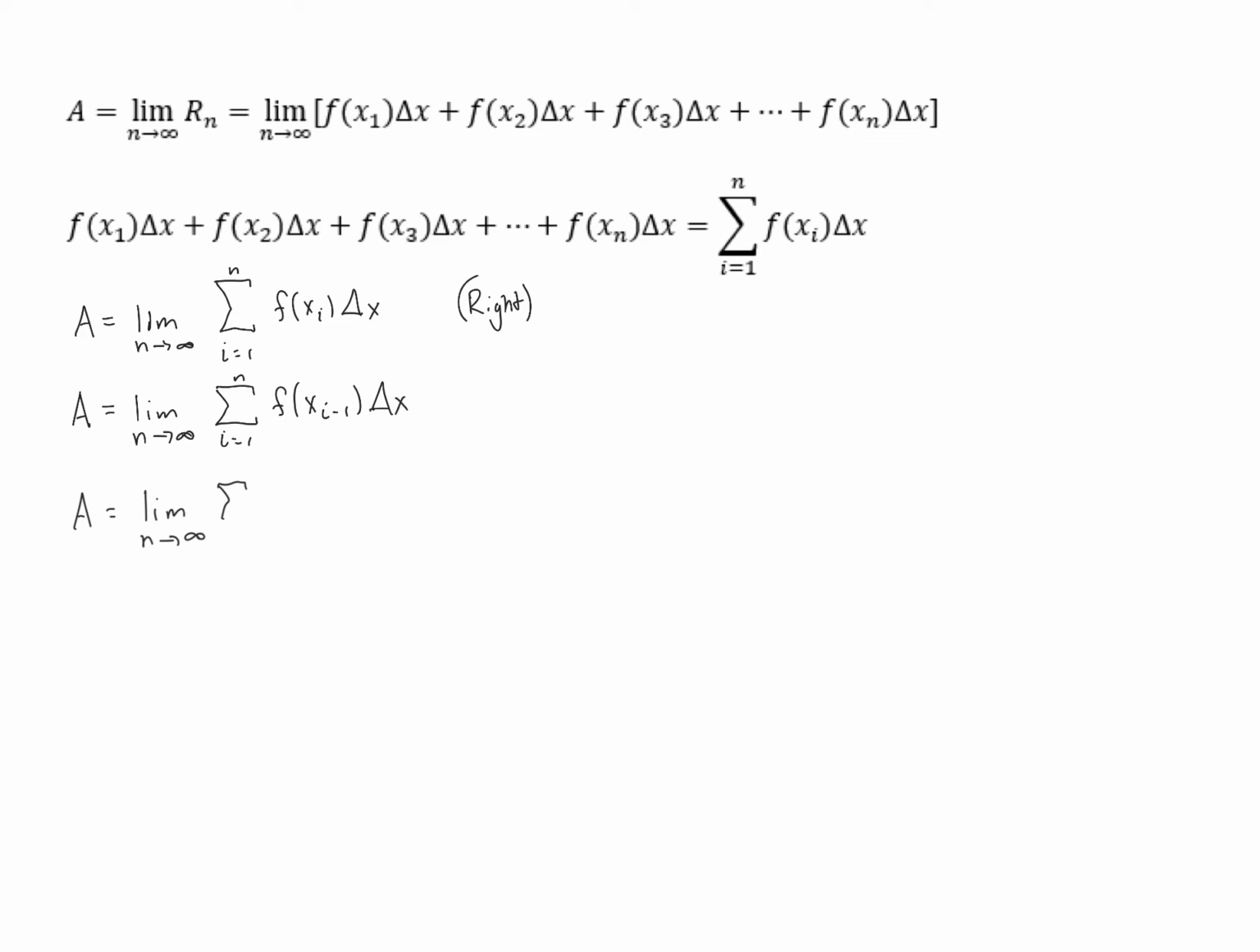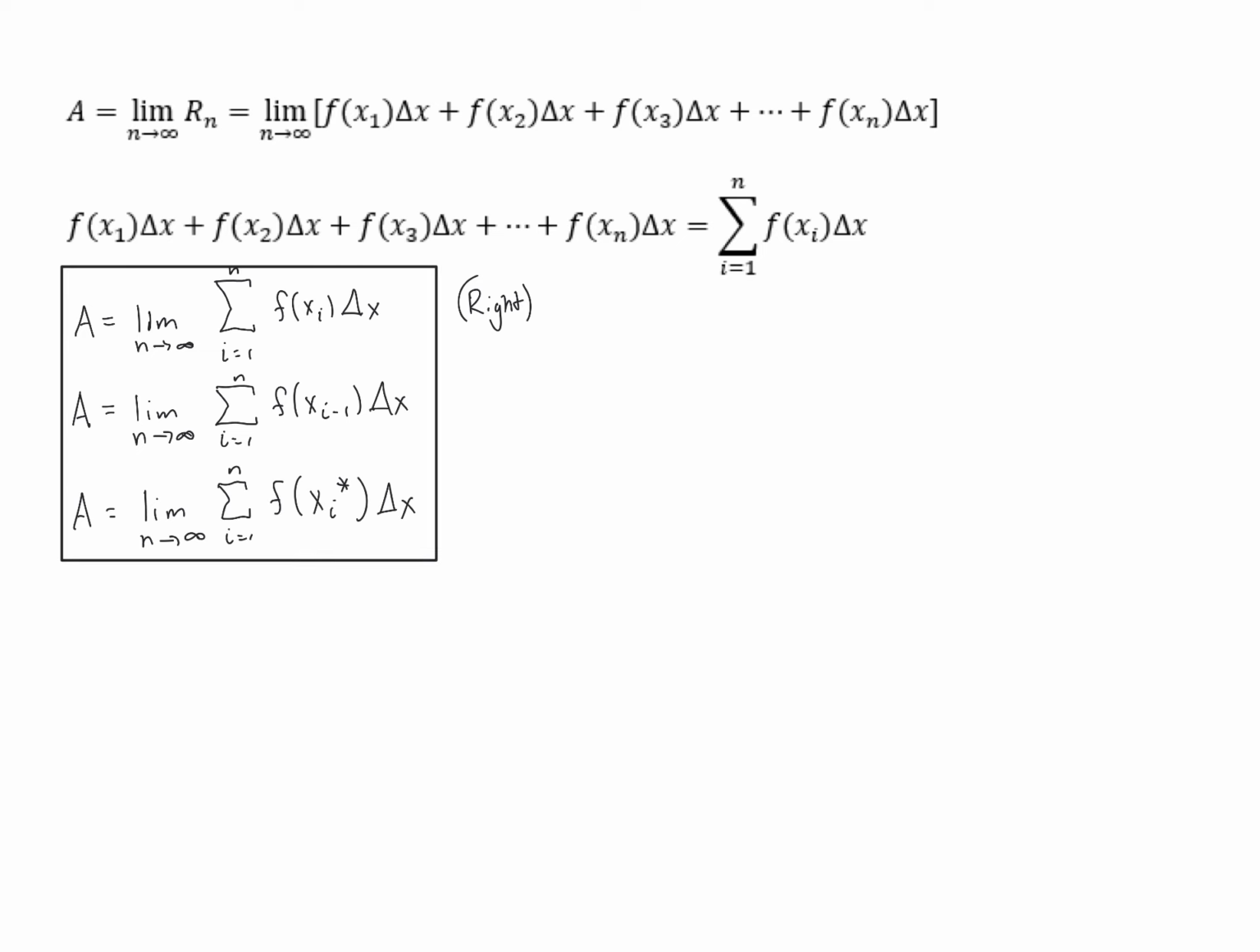We didn't have to choose the right endpoints or the left endpoints. We could choose any sample point in each interval, and we can write that as f of x sub i star delta x. And so these are actually three different ways, using sigma notation, that we can define the area underneath a curve using Riemann sums. Three different ways of doing that.